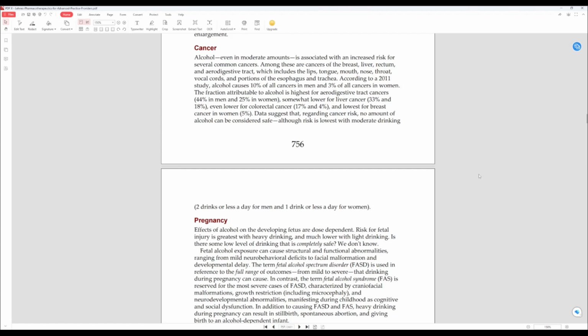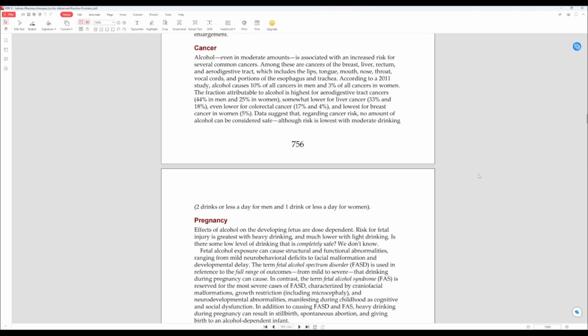Among these are cancers of the breast, liver, rectum, and aerodigestive tract, which include the lips, tongue, mouth, nose, throat, vocal cords, and portions of the esophagus and trachea. According to a 2011 study, alcohol causes 10% of all cancers in men and 3% of cancers in women. The fraction attributable to alcohol is highest for the aerodigestive tract cancers, somewhat lower for liver cancers, even lower for colorectal cancers, and the lowest for breast cancer in women.